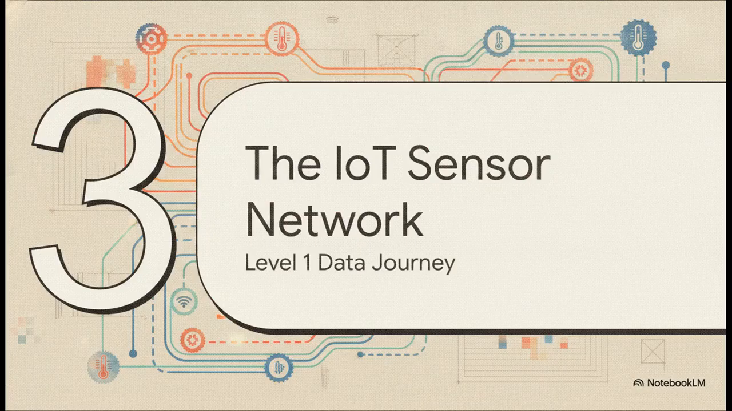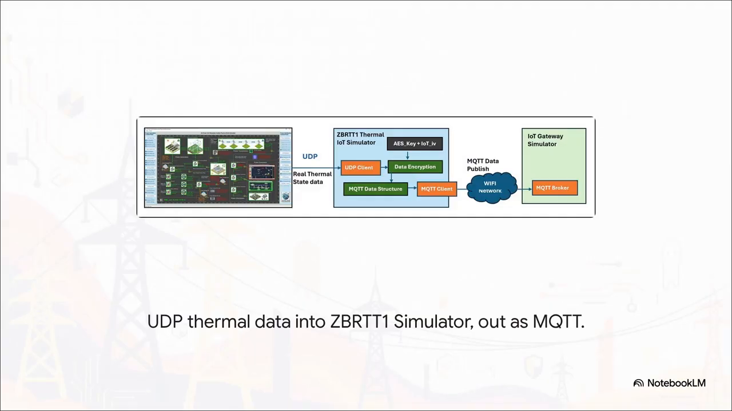Which brings us to Section 3, the IoT sensor network. Let's move up the stack and actually track the journey of our little simulated data packet. The physical world simulator, where all that math we just talked about happens, takes that raw thermal data and tosses it via a UDP connection right into our simulated ZBRT1 IoT sensor.